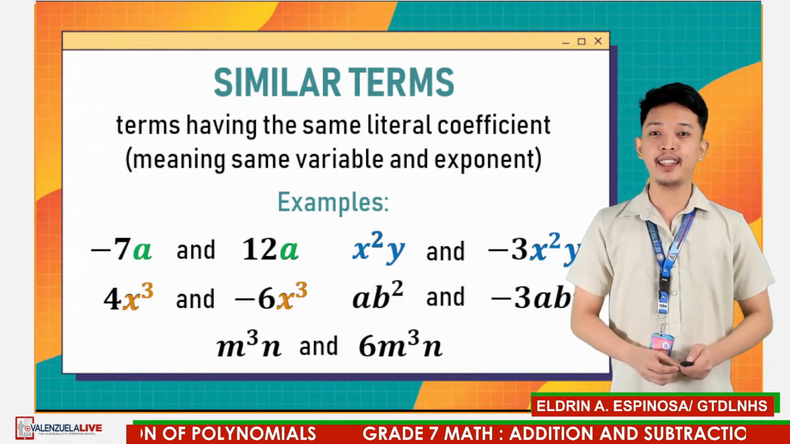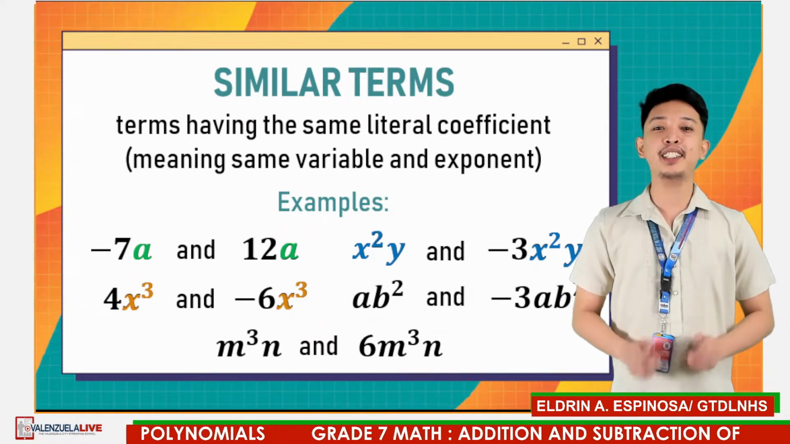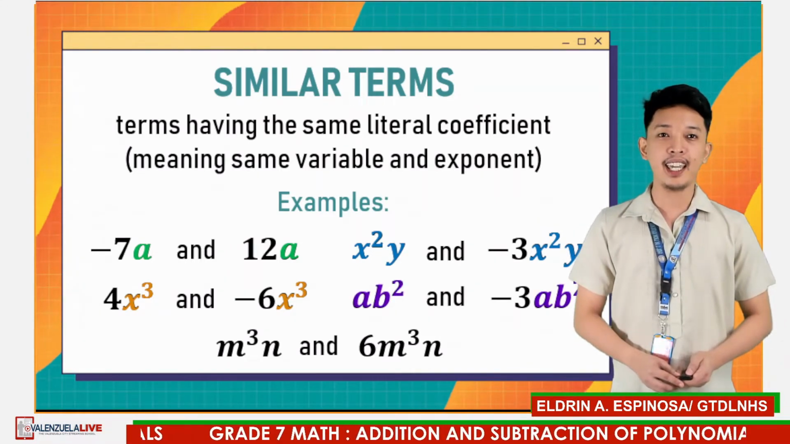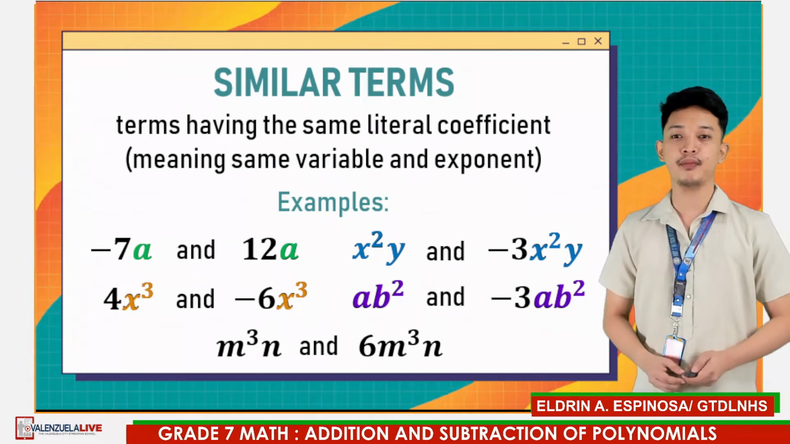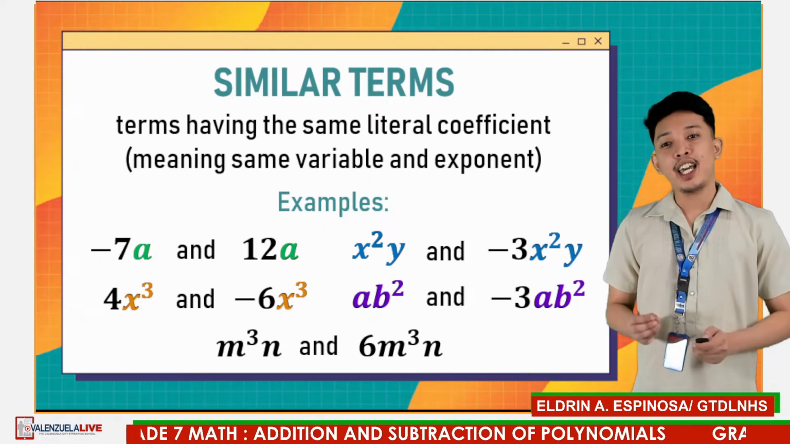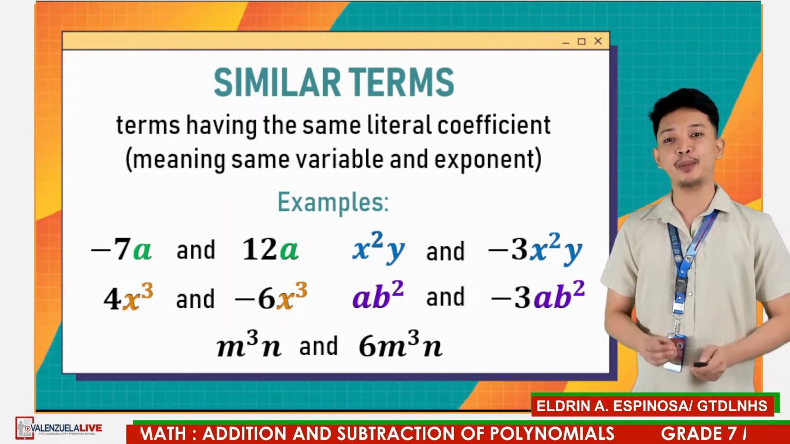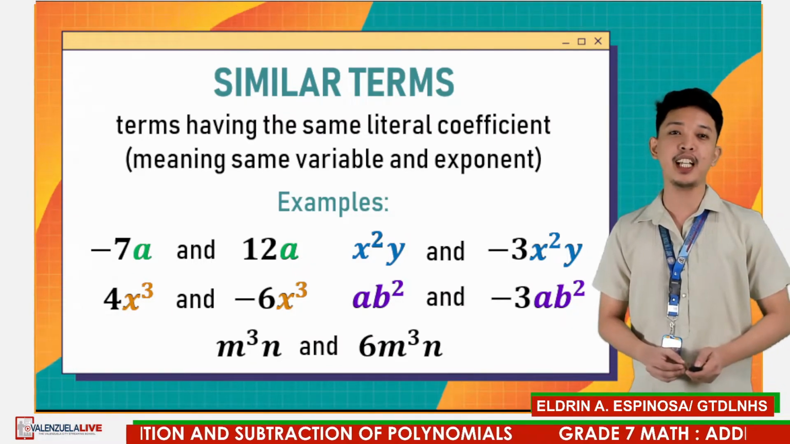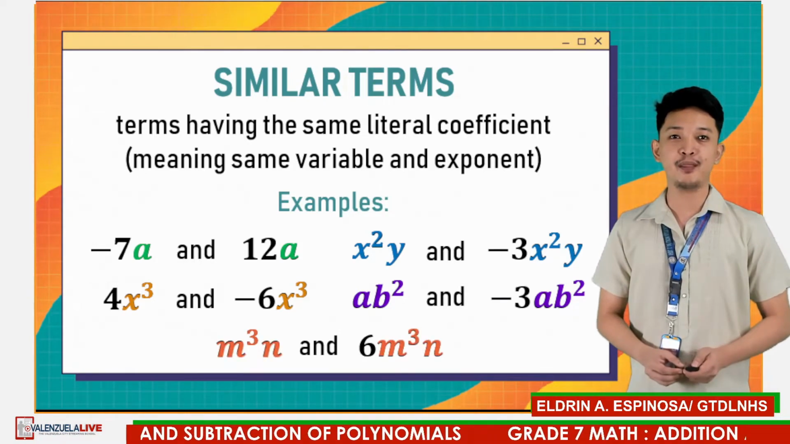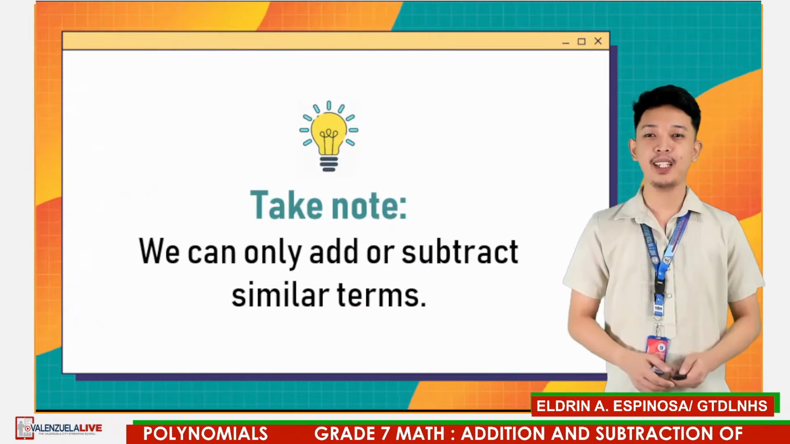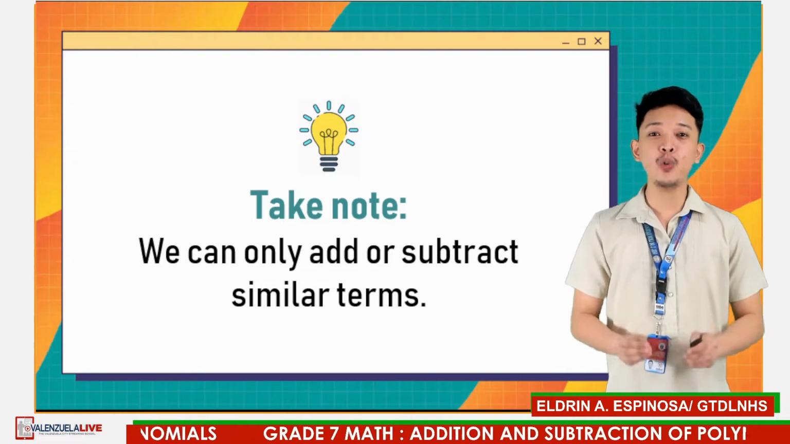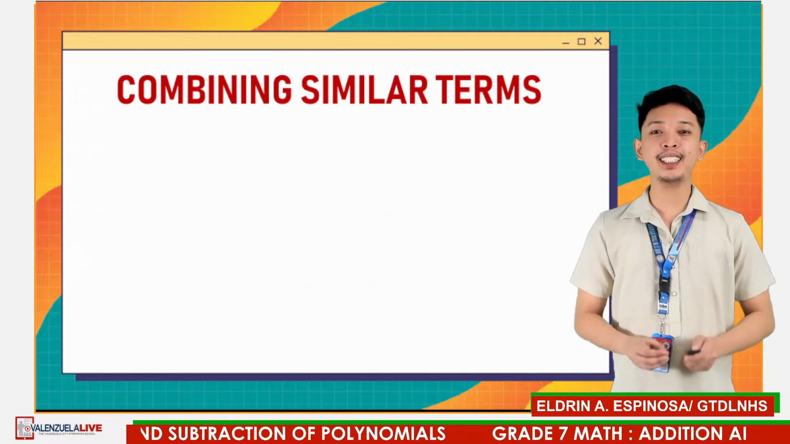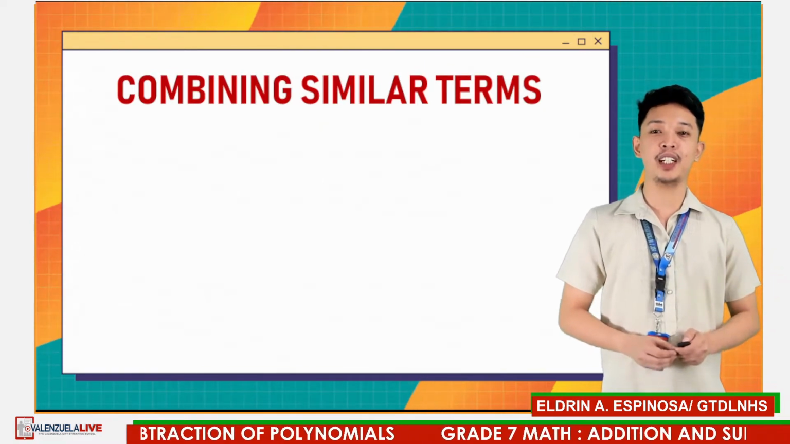AB squared and negative 3AB squared are similar terms since they have the same literal coefficient, which is AB squared. And m cubed n and positive 6m cubed n are similar terms since they have the same literal coefficient, which is m cubed n. Take note of this. We can only add and subtract similar terms. Let us now proceed in combining similar terms.